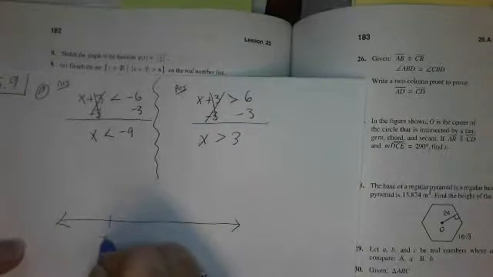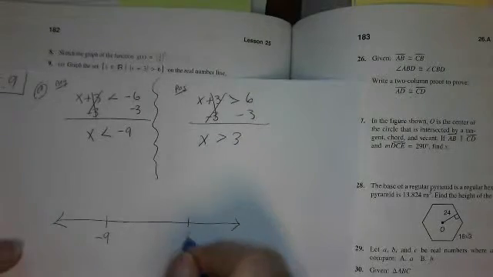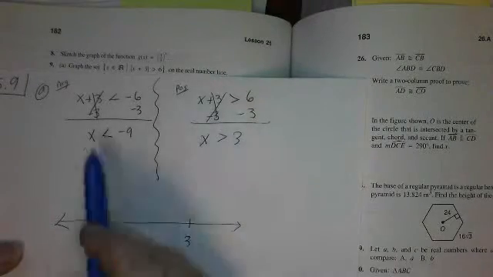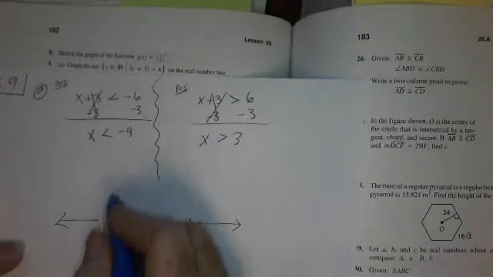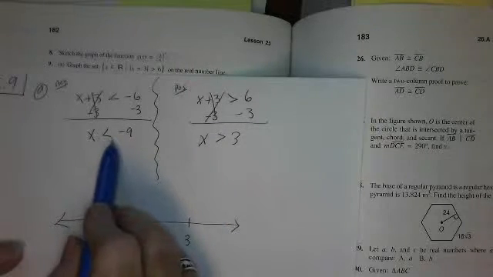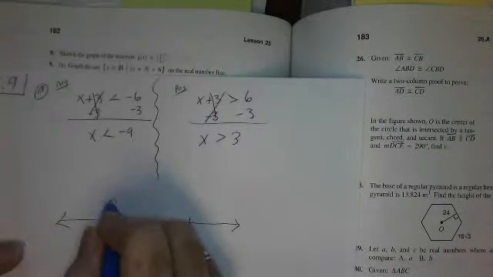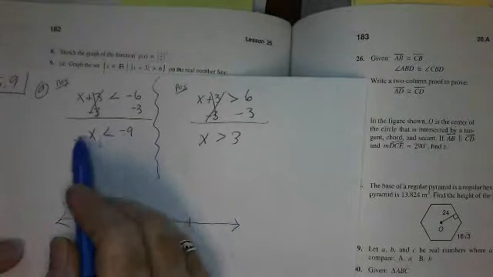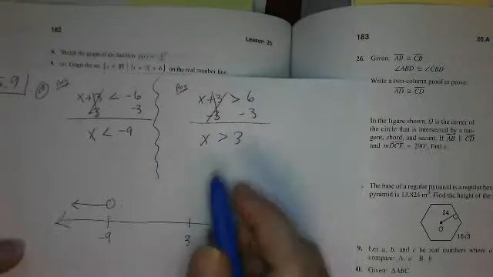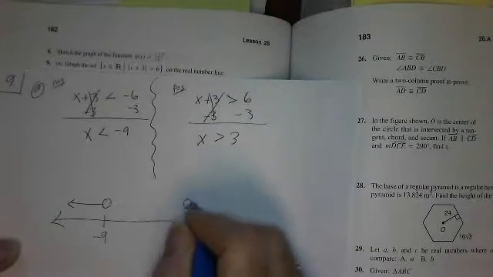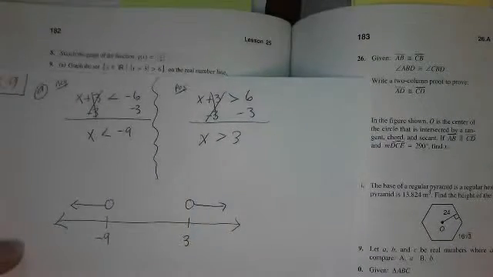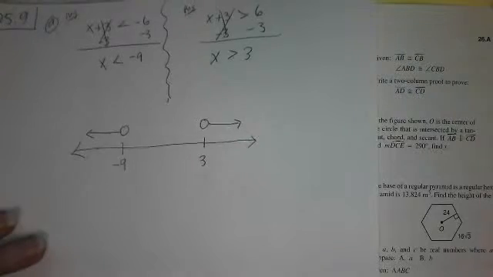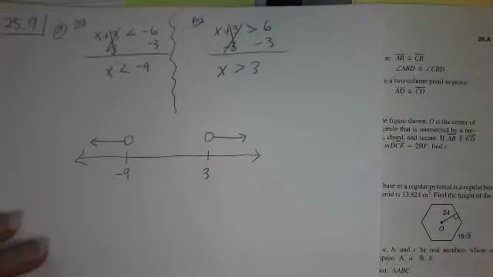So now I can just draw a negative 9, and then I'll draw a 3. The arrow's pointing left, and I don't have an underline under here, so it's going to be an open circle with an arrow pointing left. In other words, it's the numbers that are less than negative 9. And this one's going to point that way. And that's letter A.